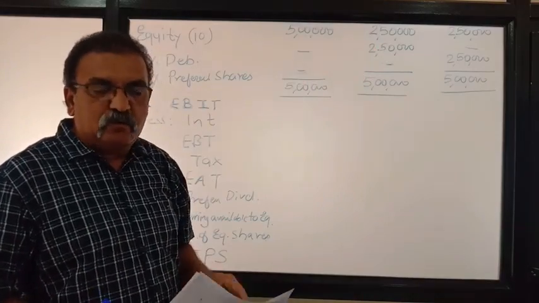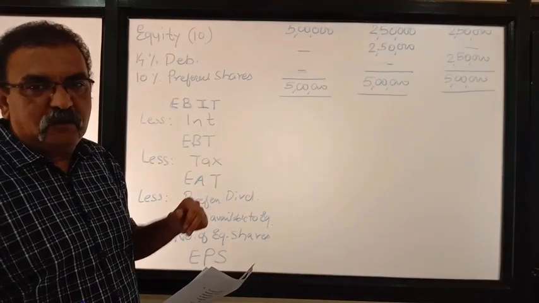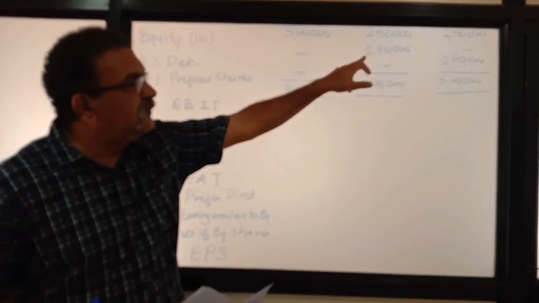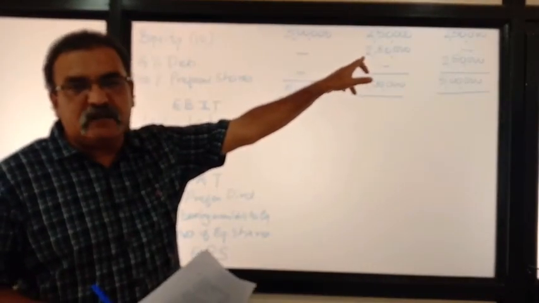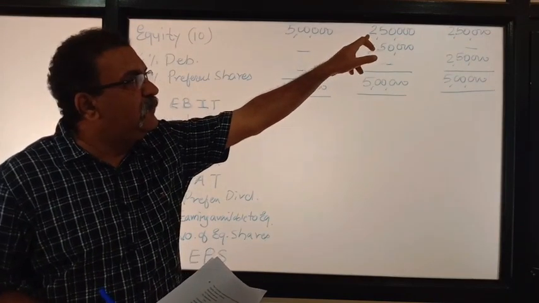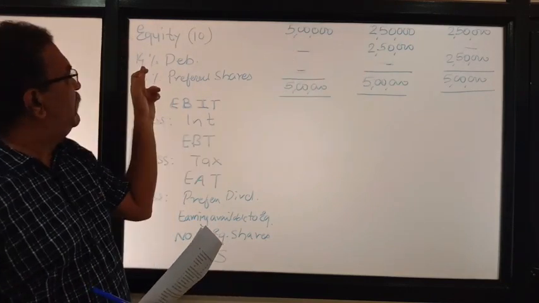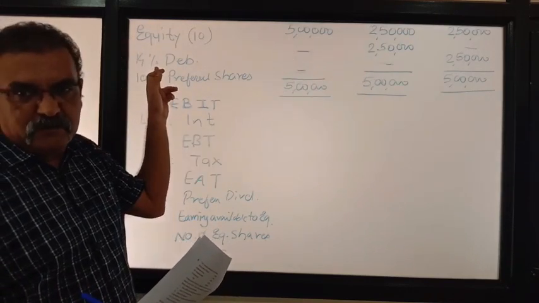Remaining amount: 2,500 debentures of rupees 100 each at 14% rate of interest. So the second source will be 14% debentures. How much will be the amount? 2,500 debentures of rupees 100 each, so 2,500 multiplied by 100. So debenture capital will be 2,50,000. So the total amount will be 5 lakhs. So check out option 2: 2,50,000 by way of equity shares of rupees 10 each and 2,50,000 by way of 14% debentures.